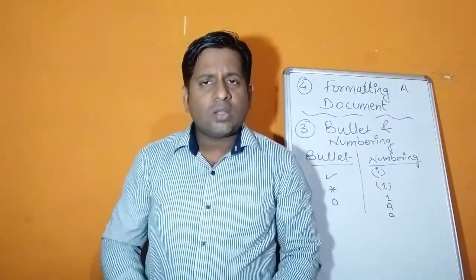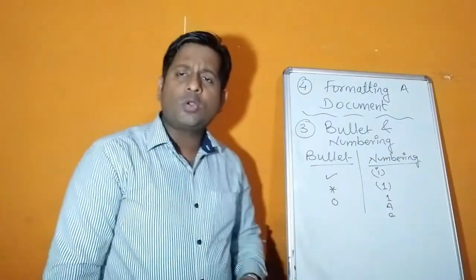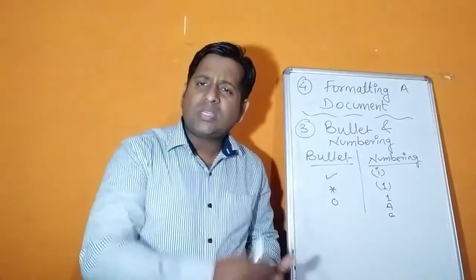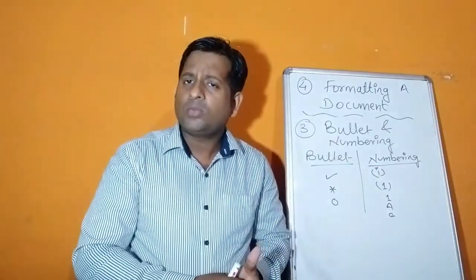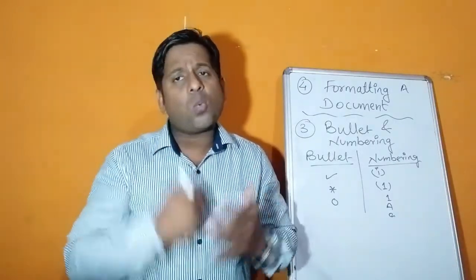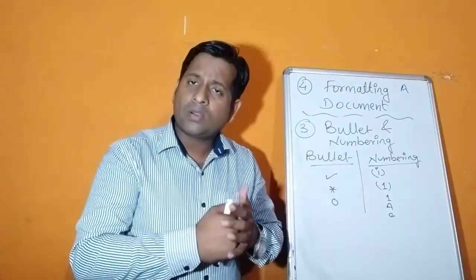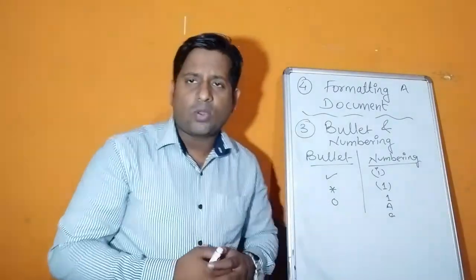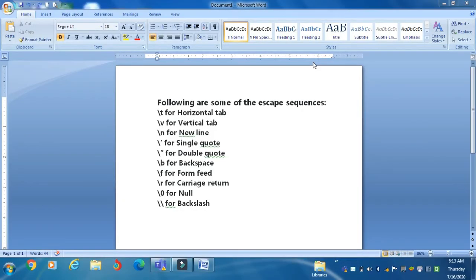So children, practically I am going to do this part also on the computer, on my laptop. You can see the steps, how I am doing it, what I am clicking, and what effects are displayed after the work is done. So children, see this properly. Creating lists with bullets and numbers.